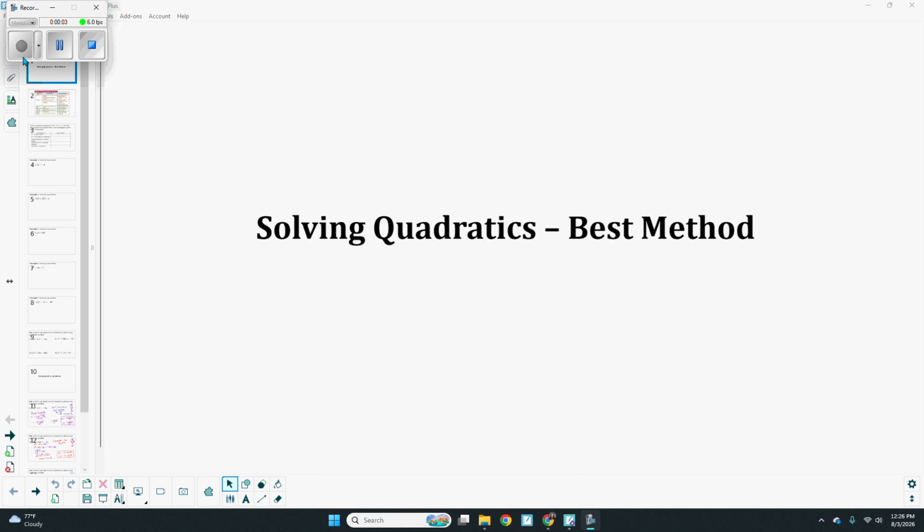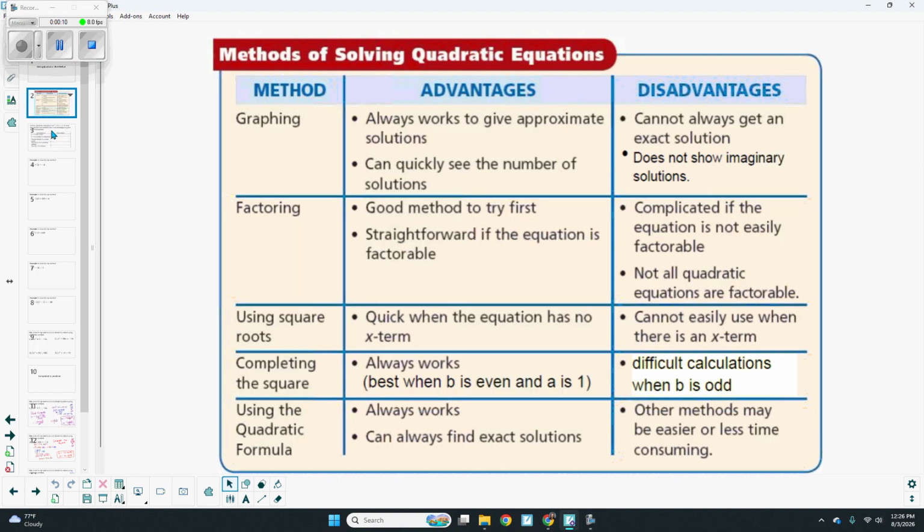We'll be finishing off solving our quadratic equations by talking about how to choose the best method. So we talked about 5 different methods. Graphing will always work to give approximate solutions, and you can quickly see the number of solutions, but the disadvantage to graphing is you can't always get an exact solution, and it doesn't show imaginary solutions. So graphing, that's why we kind of stay away from it for the most part.